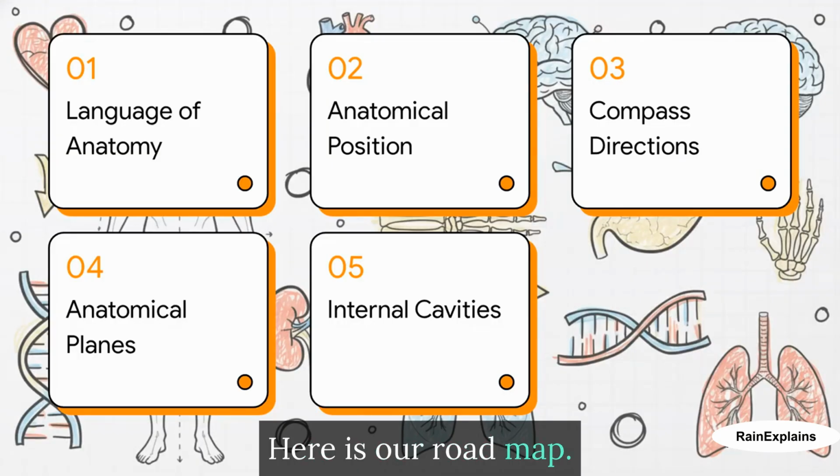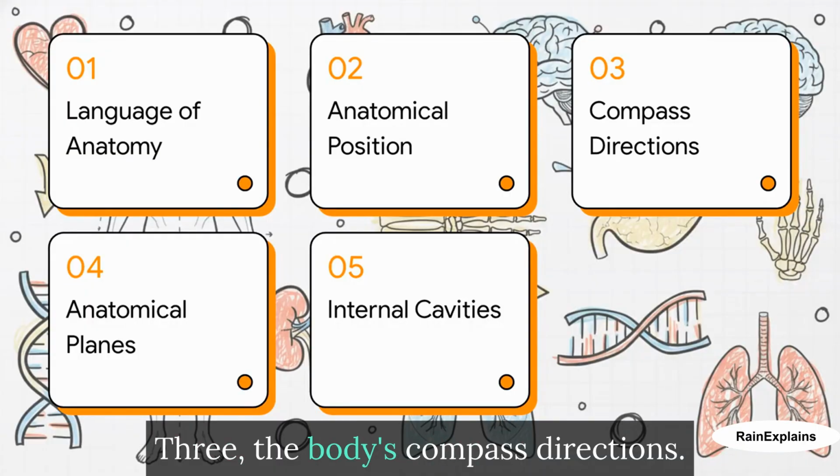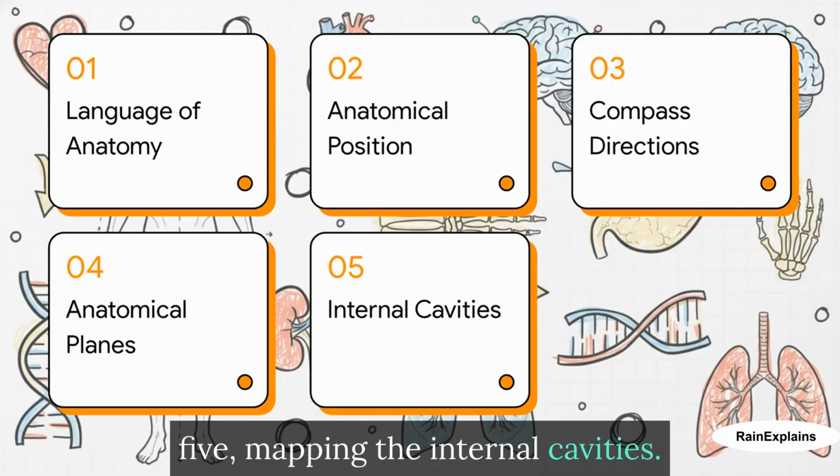Here is our roadmap. 1. The language of anatomy. 2. True north, which is anatomical position. 3. The body's compass directions. 4. Grid lines, or anatomical planes. And 5. Mapping the internal cavities.